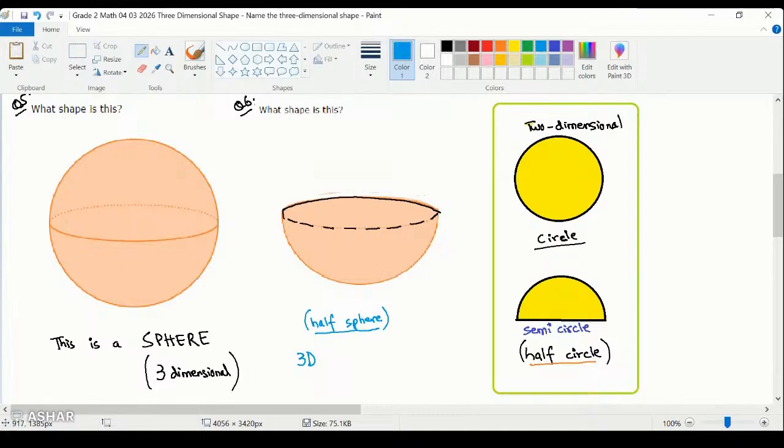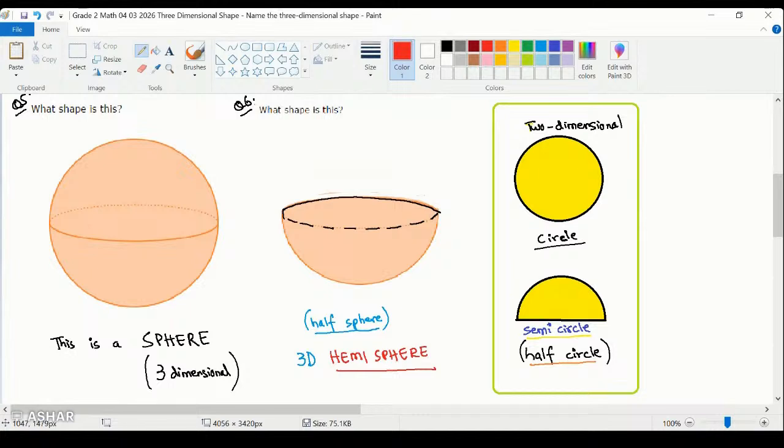This two-dimensional one was a semicircle. We can say semisphere, but the term we would use over here is hemisphere with an H, H E M I sphere. Half sphere is known as hemisphere.